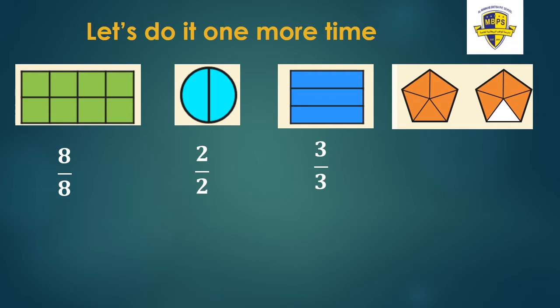Let's count how many parts are brown. 1, 2, 3, 4, 5, 6, 7, 8, 9. Okay, 9 out of what? Only one pentagon. We divide it into how many parts? Good. So this is 9 out of 5.